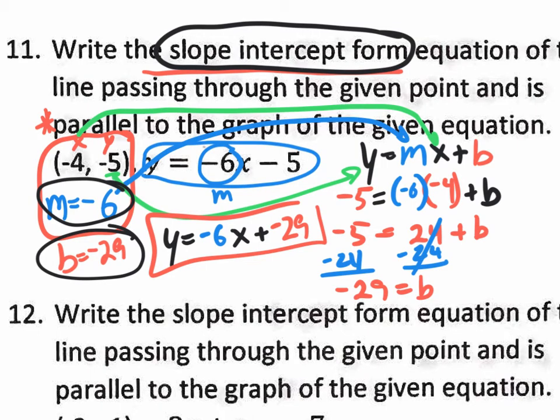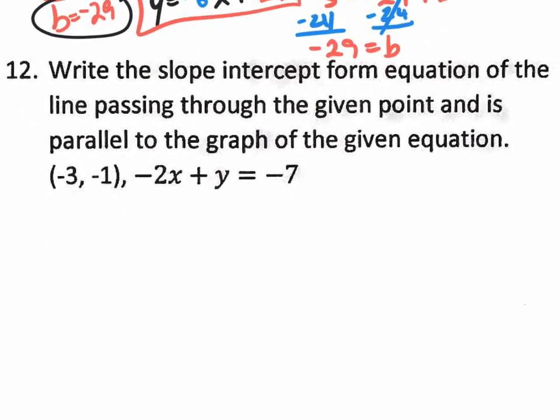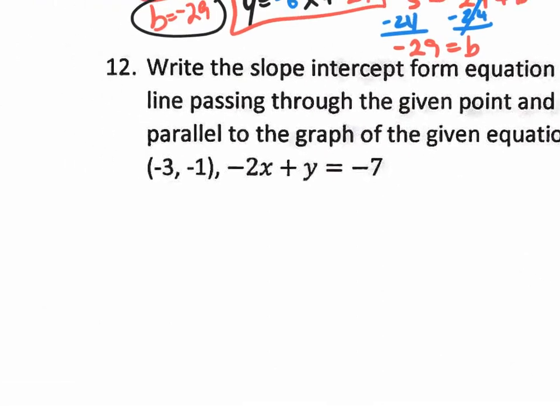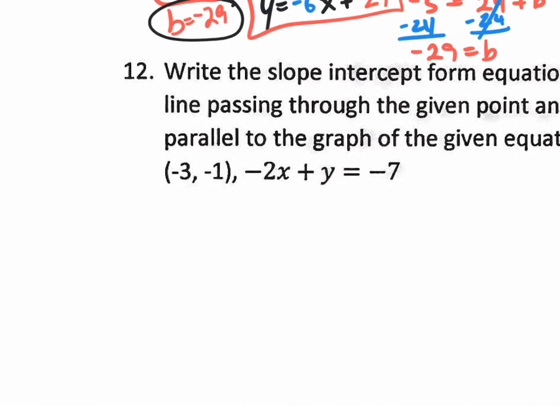Okay, so the next one, 12, it's a little bit more fun. It says write the slope-intercept form equation of the line passing through the given point and is, you know what? On this one, ladies and gentlemen, let's switch it. Since we already did one with parallel, let's change this parallel to perpendicular.